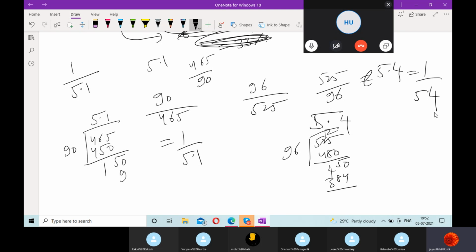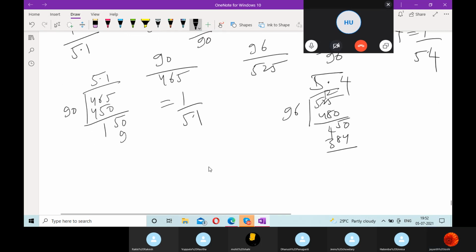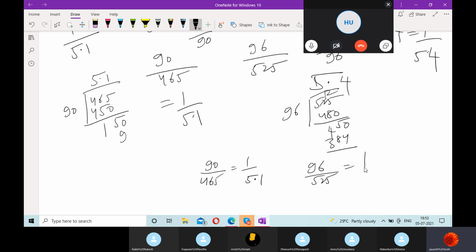So now the conclusion is 90 by 465 is 1 by 5.1 and 96 by 525 is 1 by 5.4. Now you tell me which is a bigger percentage. This is a bigger percentage, correct or wrong? All of you tell me yes or no.